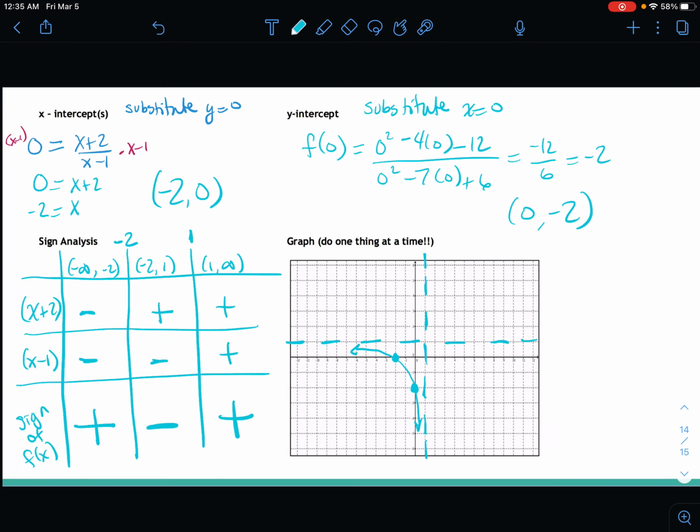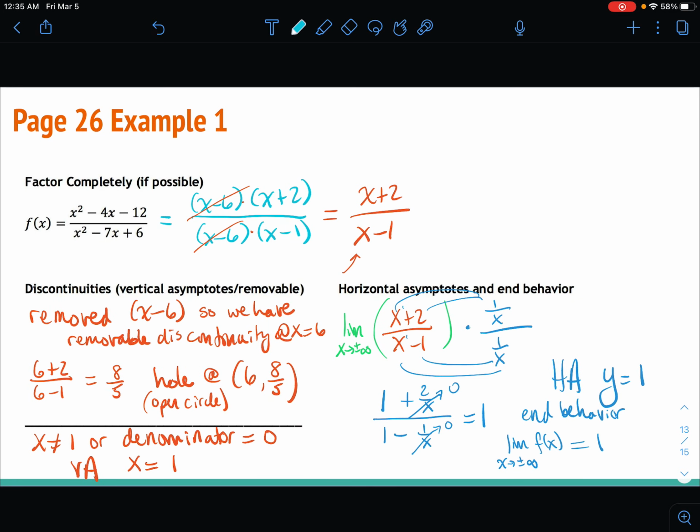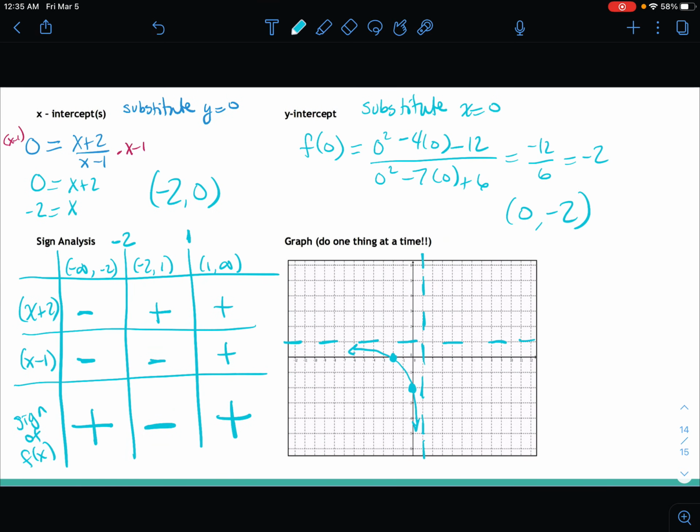Then remember we had that hole. So the hole is at 6, 1 3/5, something like this. Make sure that you leave that open. You can always plot more points. Technically, I should have another point on the second branch. I'm going to do that real quick here.